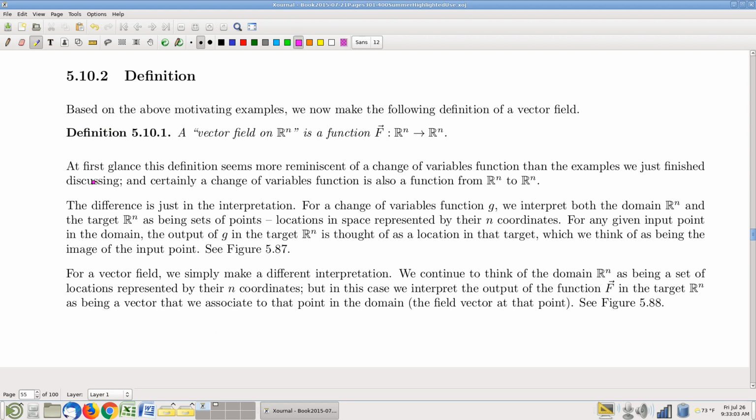Okay, all right. So with those physical examples in mind, here's the definition we're going to make. A vector field on Rn. It looks weird to write it this way, but it's a function from Rn to Rn. And I was uncomfortable with this when I first saw it as well, but it makes loads of sense if you just interpret it the right way.